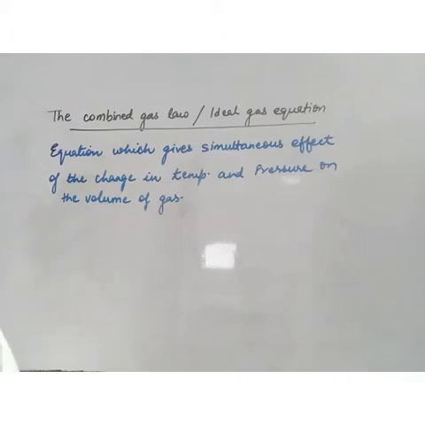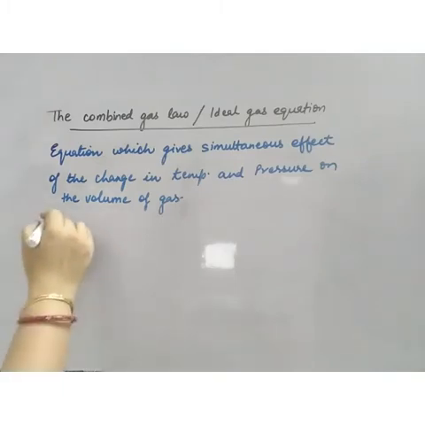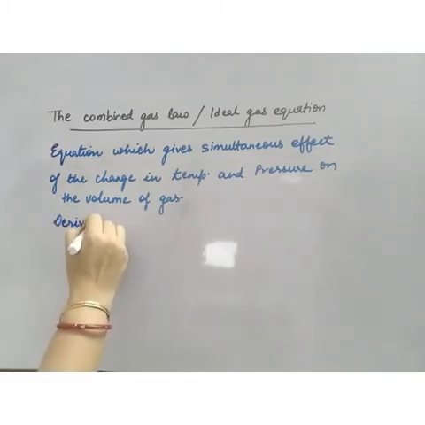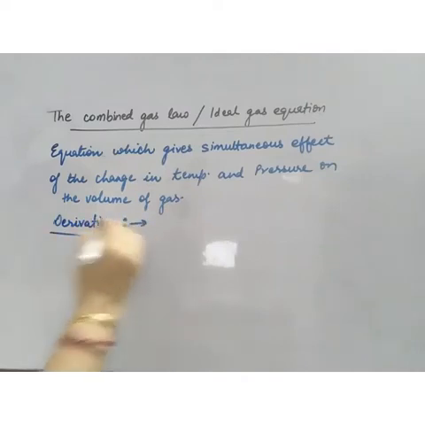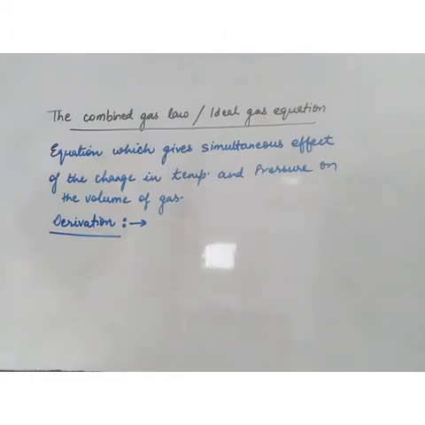So what we'll be doing is combining all the 4 gas laws. After combining the gas laws, we'll get an equation, and that will be known as the ideal gas equation. So what is basically the ideal gas equation? The equation which gives the simultaneous effect of the change in temperature and pressure on the volume of gas. So simultaneously, if I change the temperature and pressure, what will happen to the volume of gas? That result is given by the ideal gas equation. So first of all, we have to derive it. How to derive this equation, or how to combine the gas laws?